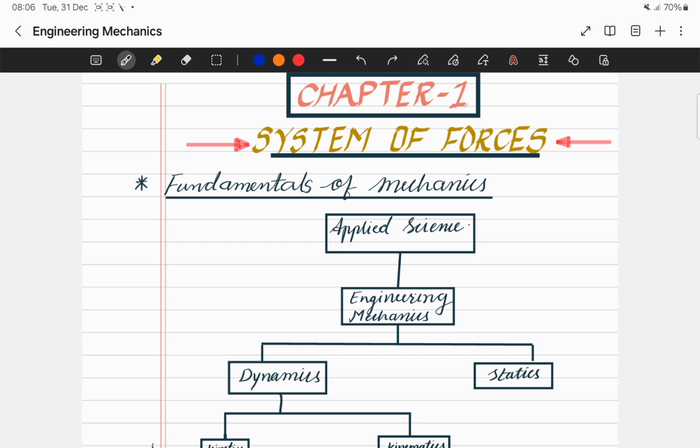Out of that, mechanics is one of the branches, or we can say engineering mechanics. In engineering mechanics, the laws of mechanics are applied to engineering problems and the solution is found out. Number of engineering problems are solved with the application of the science of mechanics. Basically, this science of mechanics is derived from physics, but it is applied in engineering problems.